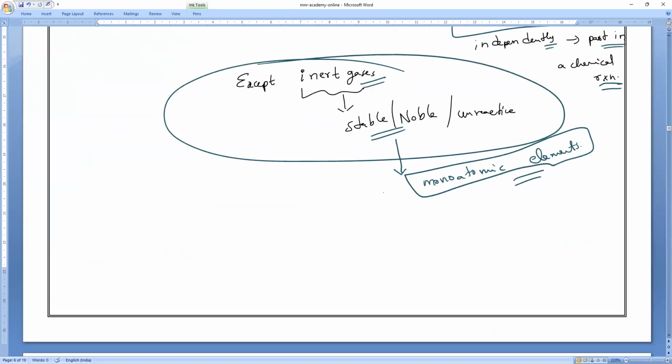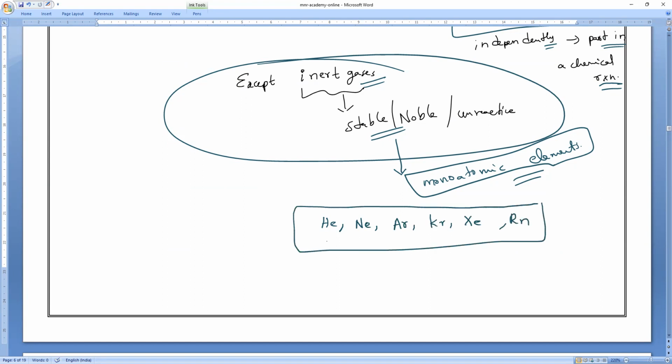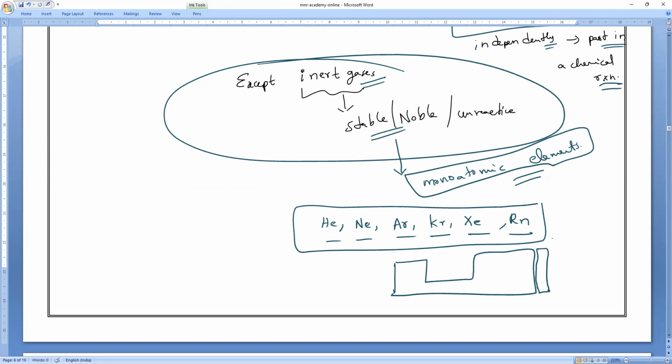What are the examples of inert gases? Helium, neon, argon, krypton, xenon, and radon. Again I am saying, helium, neon, argon, krypton, xenon, and radon. They are present at the last end of the periodic table, in the 18th group. If you see the periodic table, you can notice it.